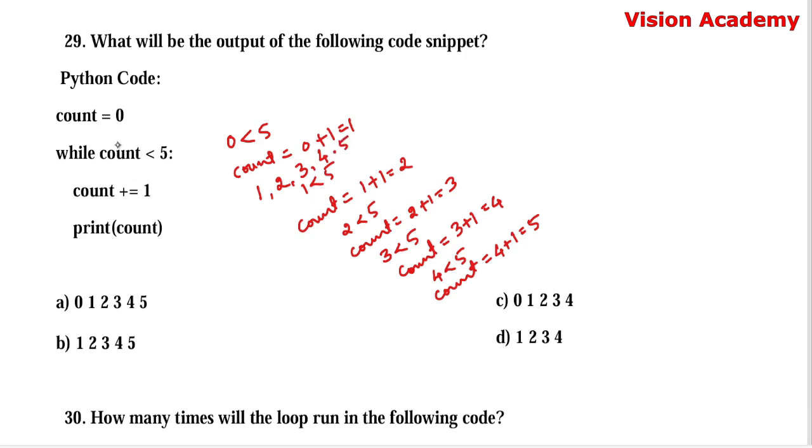Now count value is 5. Whether 5 is less than 5? No, condition is false. Once the condition is false, then this incrementation and this print will not occur. So hence it is going to stop after 5. So here 1, 2, 3, 4, 5, which is option B is the right answer.